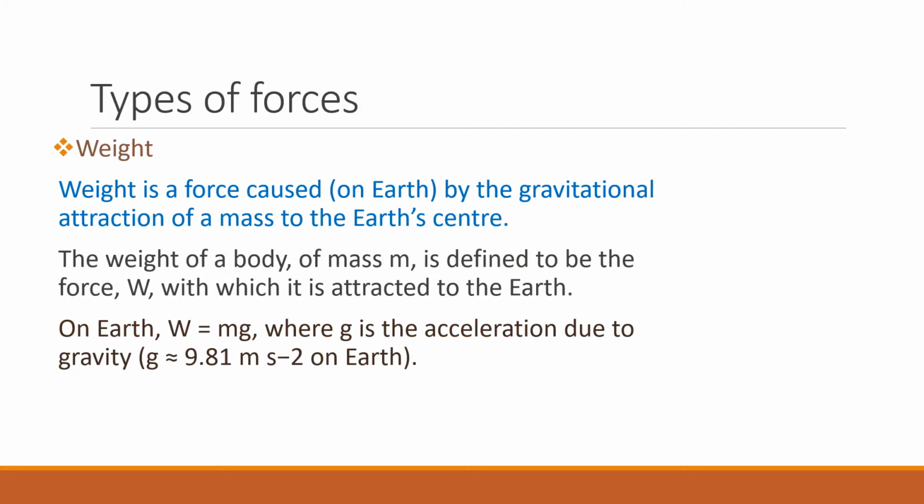We are now going to learn the types of forces, and the first type of force is what we call weight. Weight is a force caused on Earth by the gravitational attraction of a mass to the Earth's surface. The weight of a body of mass m is defined to be the force W with which it is attracted to the Earth. So, weight is a force of attraction.